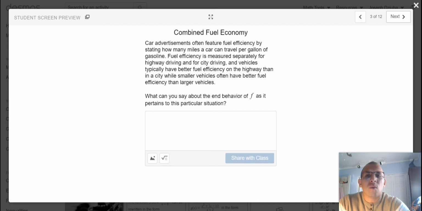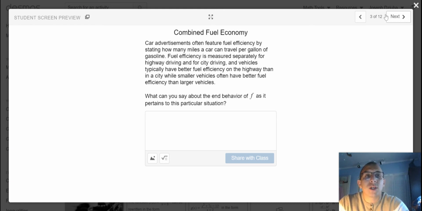Now, why is that so important? What is this idea about fuel economy? So car advertisements often feature fuel efficiency by stating how many miles a car can travel per gallon of gasoline. It's obviously measured separately for highway and city driving because cars on the highway usually have a better fuel efficiency and smaller vehicles have a better fuel efficiency than larger vehicles.